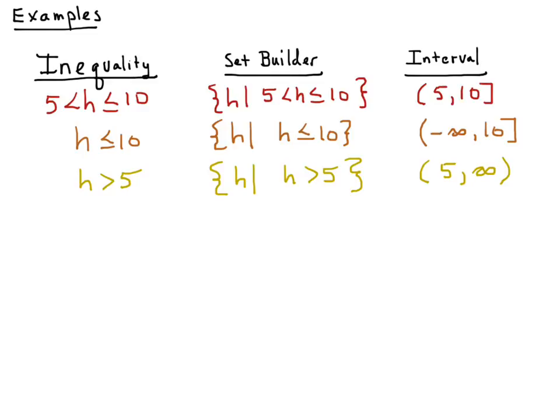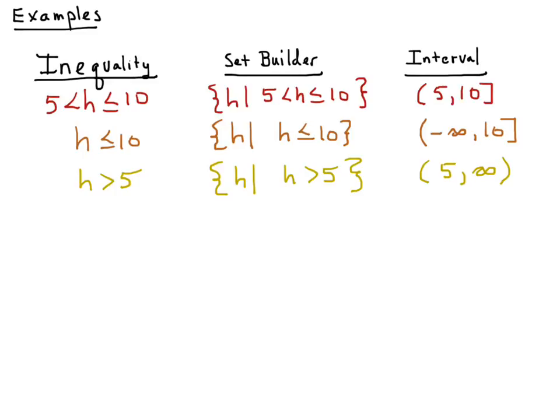On the other end, if we want h is greater than 5, in set builder notation we just drop it in where the description happens. And then with the interval notation, here we use the parentheses because we're not including the 5. And then we put infinity on the other end with a parentheses again.